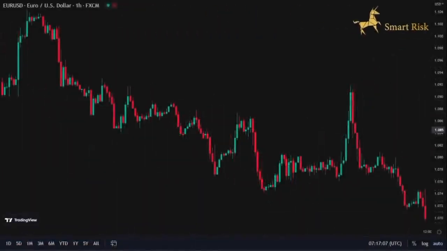We have Euro-Dollar 1 hour time frame here. As you can see, price changed its direction to the downside after the creation of this change of character. Here, we have a break of structure, where price closed below the recent lower low. Again, here we have another break of structure. So guys, we are pretty sure now that the market is bearish.